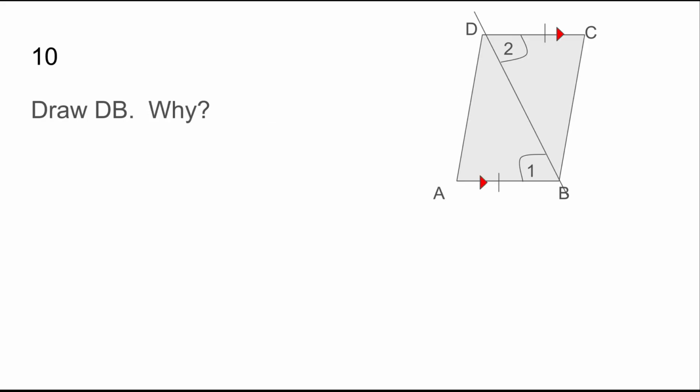Okay, let's look at this. If we draw this line going from D to B, do you see how it bisects this quadrilateral? And it makes two even angles, 1 and 2. So, 2 points determine a line.